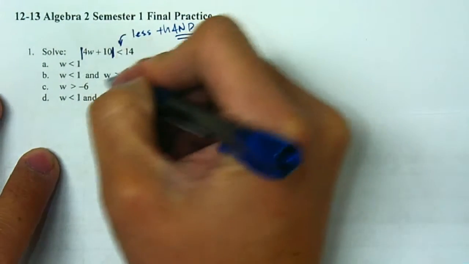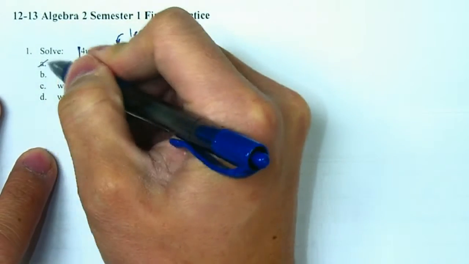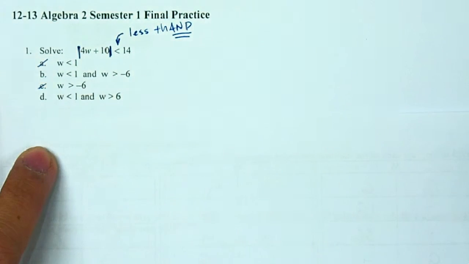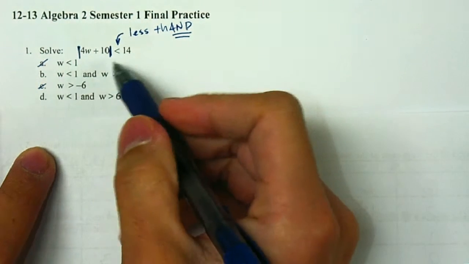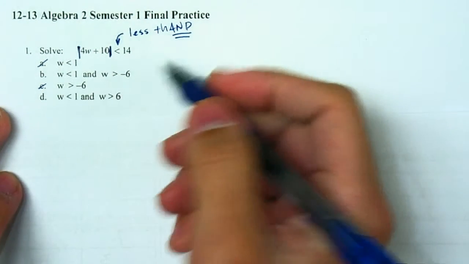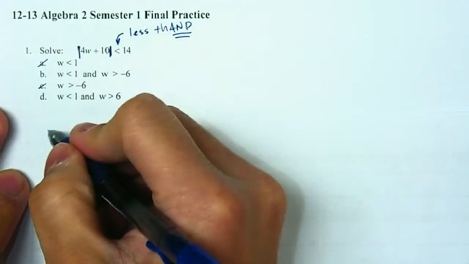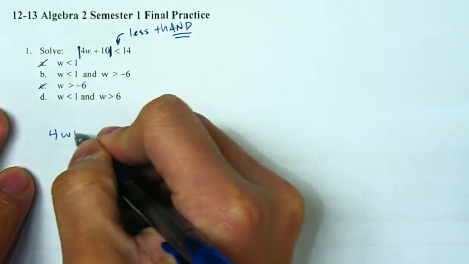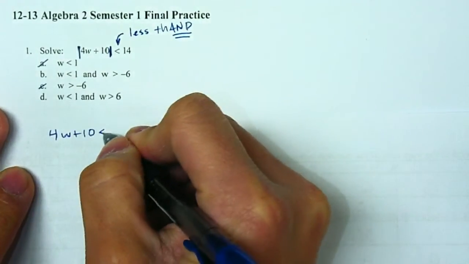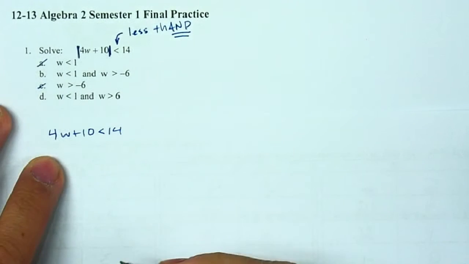So right off the start, just also because these don't have two parts to it, A and C are not the answers. So now, how do we find out which one is the answer? We have to split them up. So I write one of them as 4w plus 10 is less than 14. So we just copy it straight out without the absolute value bars.